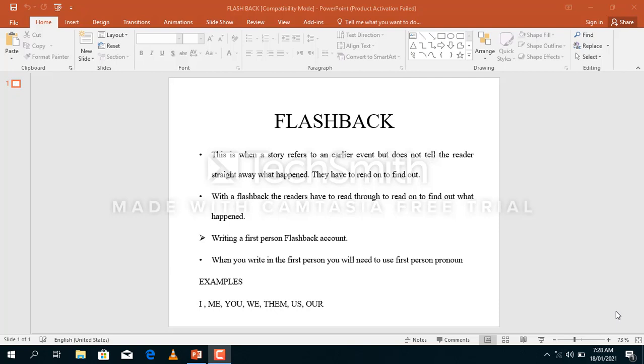Today we are going to pick up from where we stopped last time. As you remember very well, last time we just started a story which was on page 84. Now we stopped on flashback. We just started the definition and we did not finish what it really means.